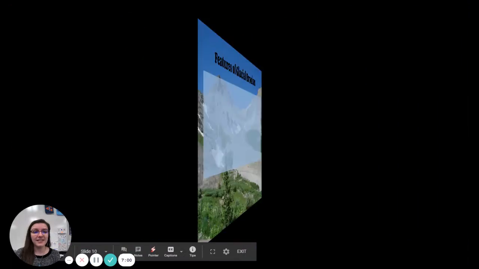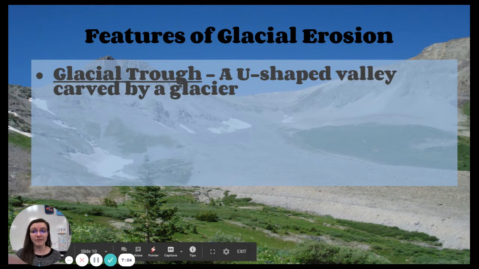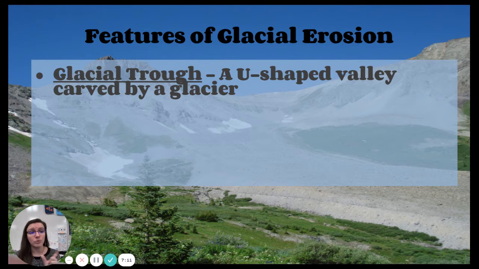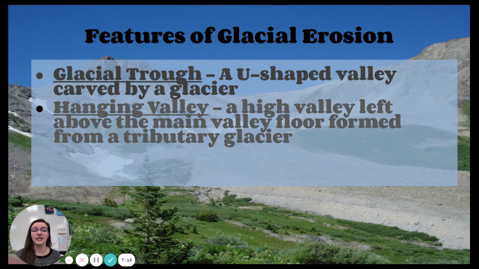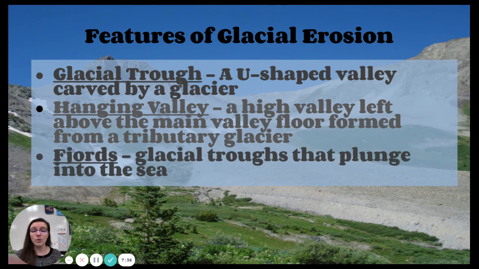Other features that exist because of this erosion include a glacial trough. This is the valley that is left behind that a glacier carved out, and it has a distinct U shape to it. A hanging valley. Lots of times with glaciers, you've got a main big glacier, but then some smaller ones that feed into it, the way you can have smaller rivers that feed into a big river. So a hanging valley is a small valley left behind from one of those smaller glaciers that feeds into the main one. And a fjord is what happens when a glacial trough meets the ocean. If you've seen Frozen, and they talk about fjords, or in Scandinavia, there are lots of fjords, which are places where the valley meets the sea.